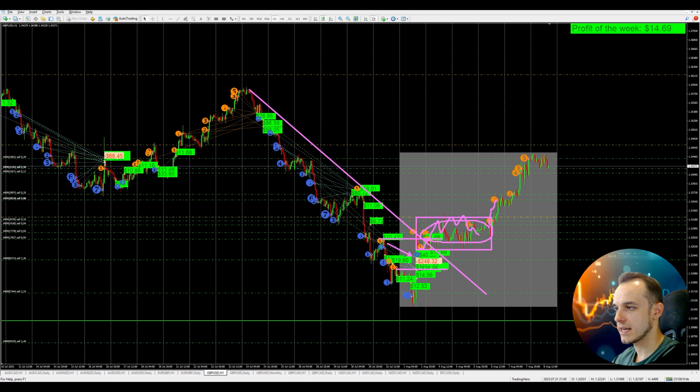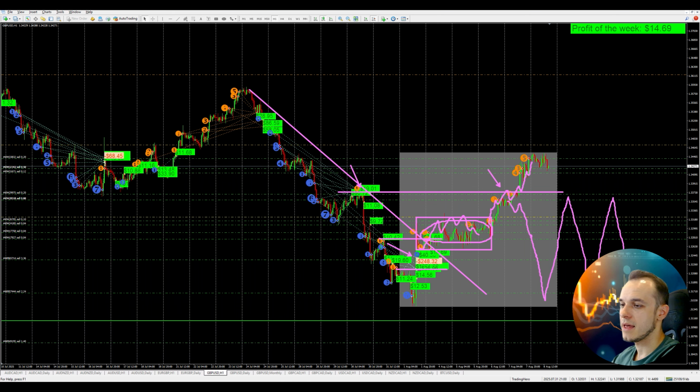Actually, I was expecting the correction, but to be honest, I was expecting that this level of resistance would be the main one and we would stay in this kind of consolidation, and then we would fall and reach our take profit target. But as you can see, the market increased to the previous local highs.